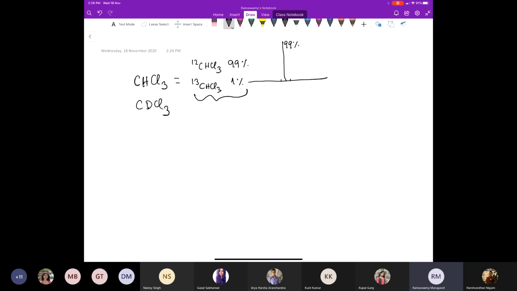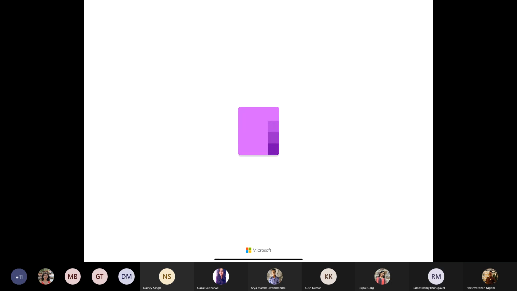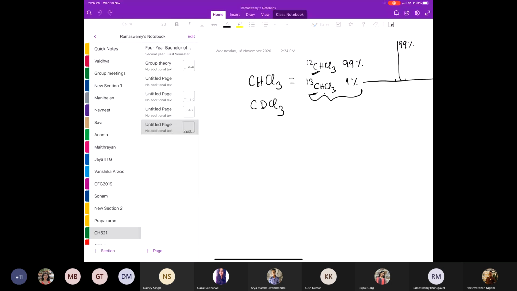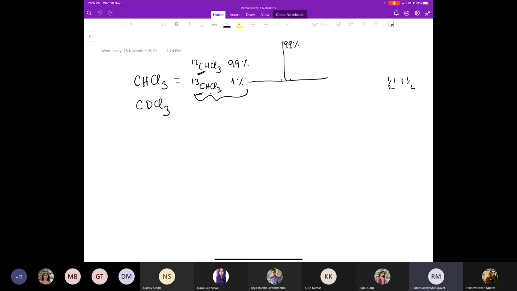Now, the 12C in the 99% is diamagnetic, which is an NMR silent nucleus, so it will not give rise to any coupling. But the 13C will couple with the proton. So 13C couples with the proton, and it will give a doublet with the intensity of one-half and one-half. So the intensity of this peak is one-half, and the intensity of this peak is one-half, each one.